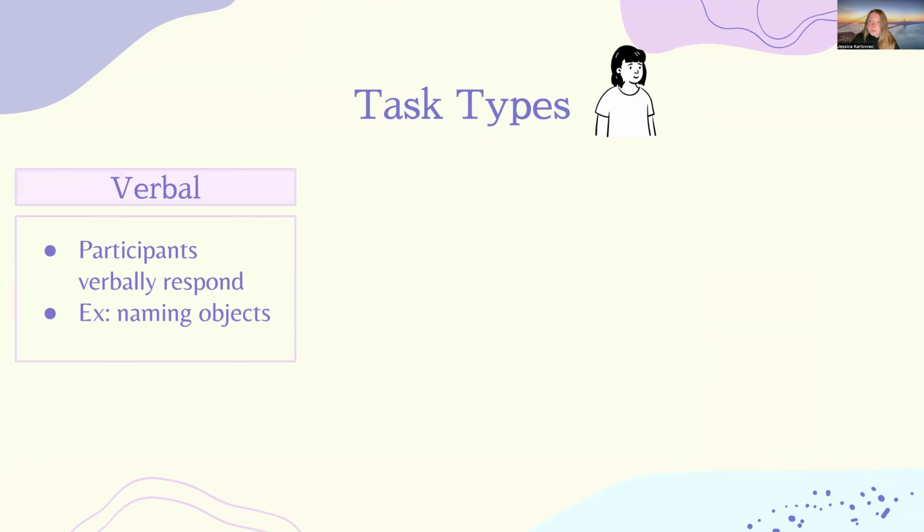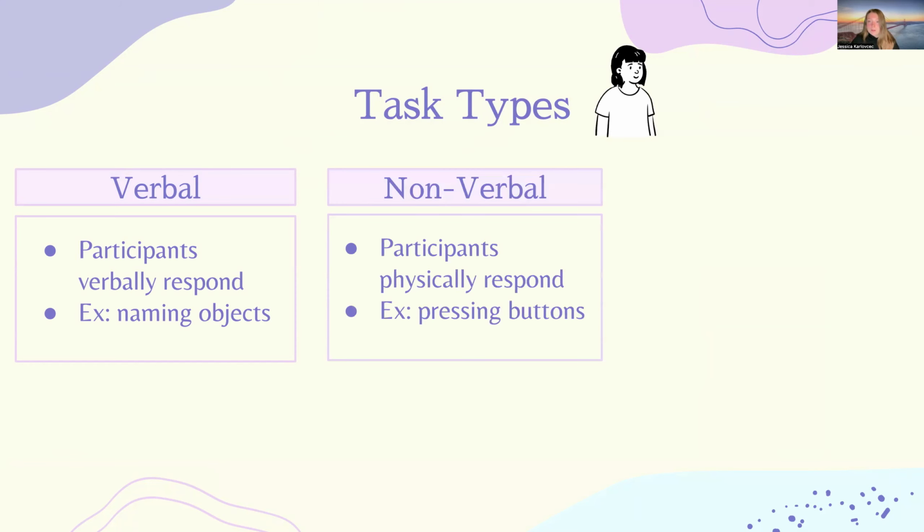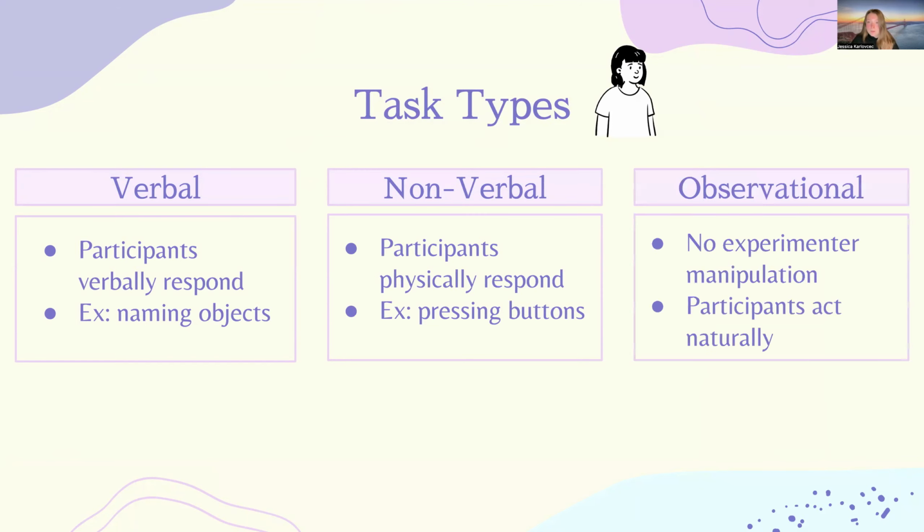Because behavioral and cognitive neuroscience share many of the same research methods in humans, I'll only introduce a few behavioral tasks here. A separate lecture in the sci-MI program will cover cognitive neuroscience in much more detail. So for human tasks, we can have verbal tasks where participants will verbally respond, for example, naming objects. We can have nonverbal tasks where participants physically respond, for example, by pressing buttons. And we can have observational research where there's no experimental manipulation and participants just act naturally within their environment.